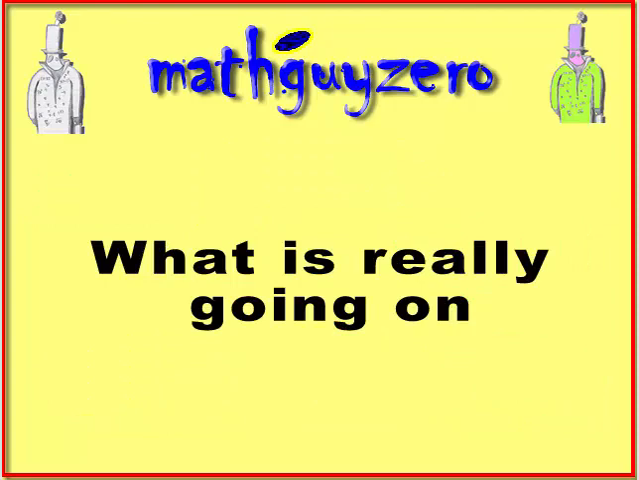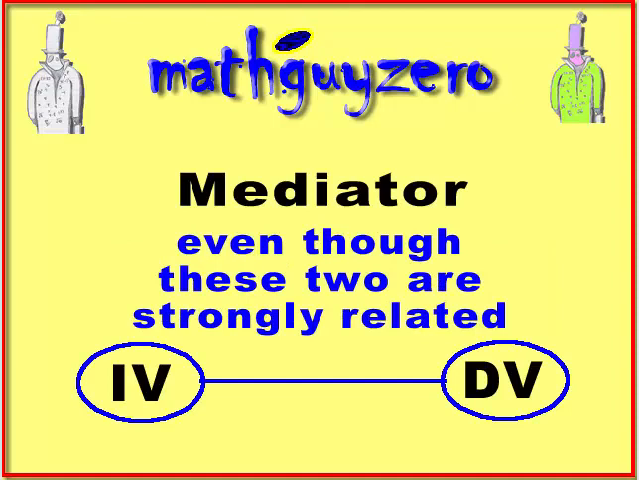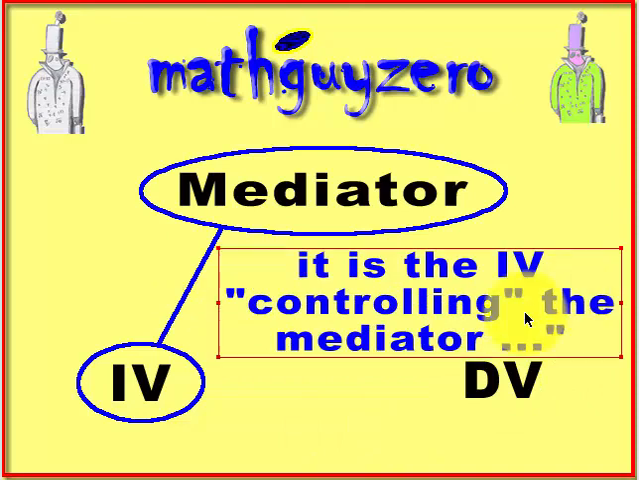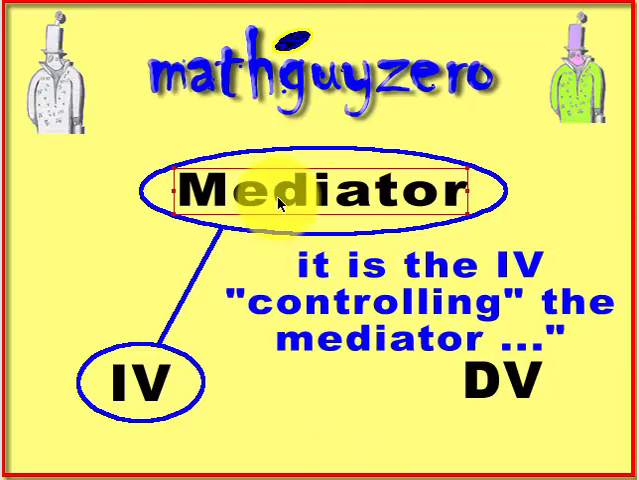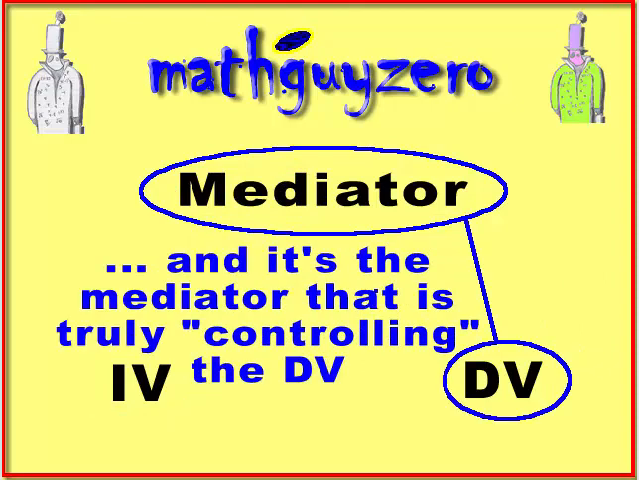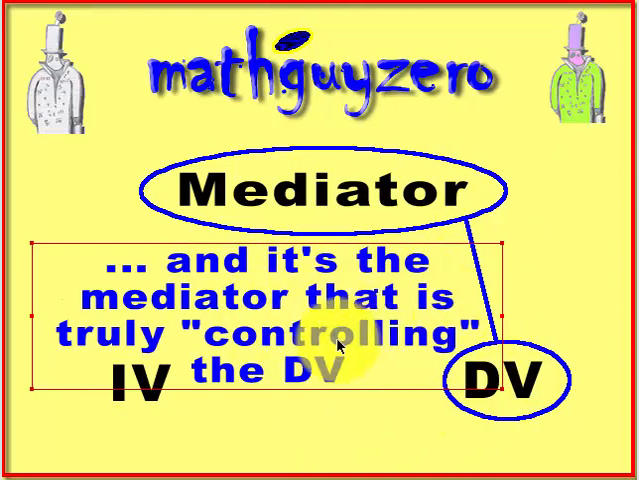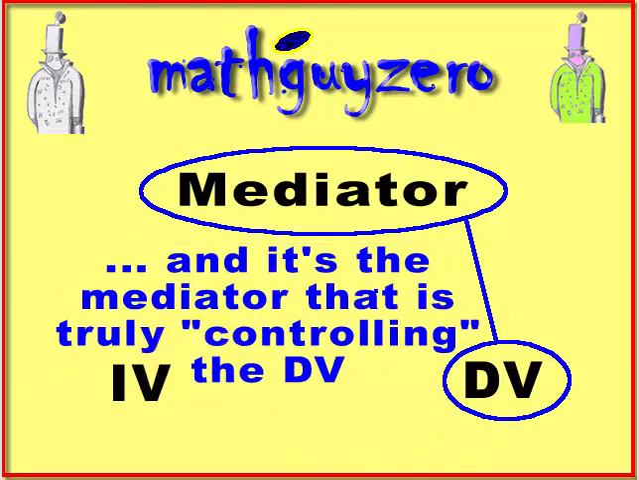I am going to try to explain what is really going on here. So even though your IV and DV are strongly correlated, that's fine and dandy. There's nothing wrong with that. But it's not a true picture of what's really going on, okay? What's really going on is the IV is kind of controlling the mediator, and it's the mediator that's controlling the DV. So that's what's really going on. It's a little bit difficult to put your mind around, but again, we'll let the math do the heavy lifting.